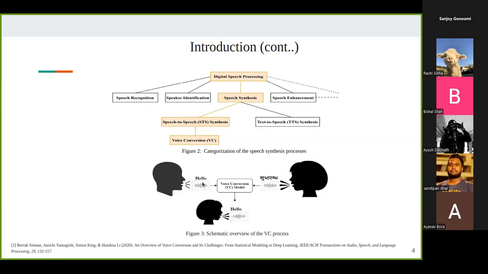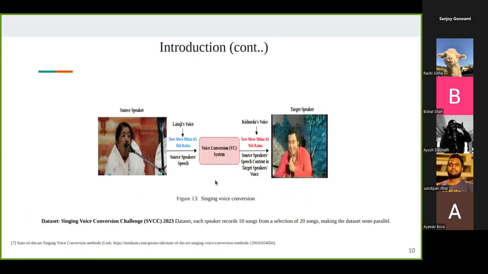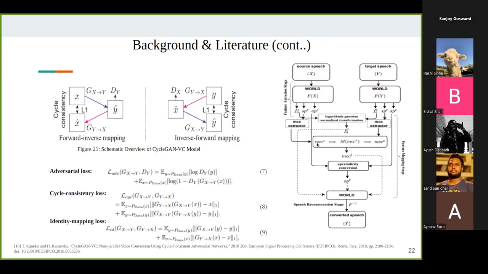So you do not change the content of the input, you just make it sound like the target speaker is uttering what the input speaker uttered. There are many types of voice conversion. One is called singing voice conversion, where we take the singing of one source speaker and convert it to the target speaker's vocal texture, such that it seems like the song is sung by the target speaker. I am not going too much into this.